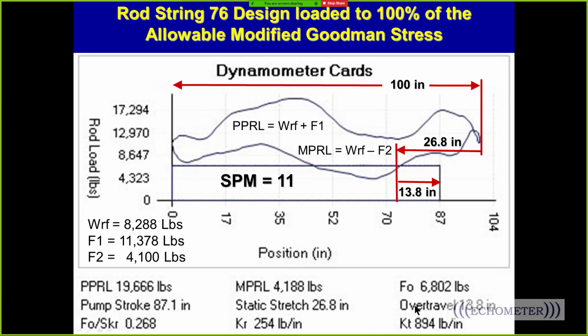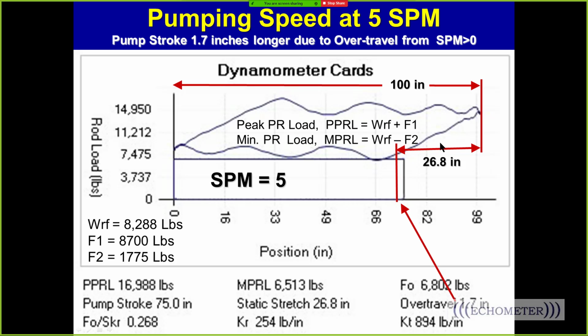Over travel represents an increase in downhole stroke due to acceleration. That doesn't mean that the comparison of the pump card and the surface card shows over travel. In this case, it's not an over travel dynamometer card, even though there's 1.7 inches of over travel. It's not an over travel card, but there is over travel in the calculations.